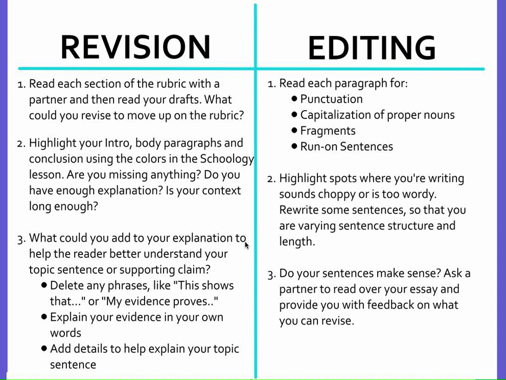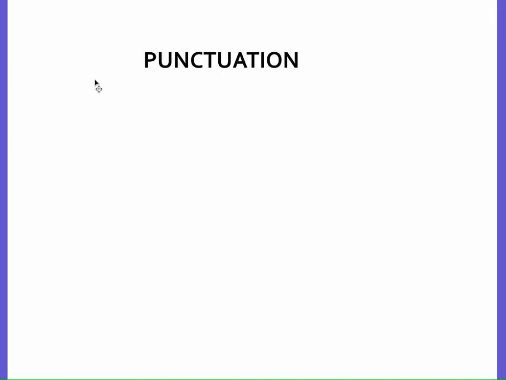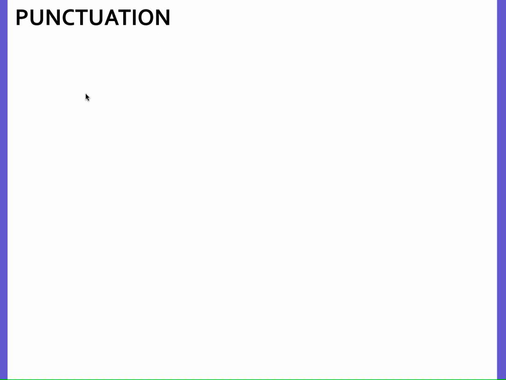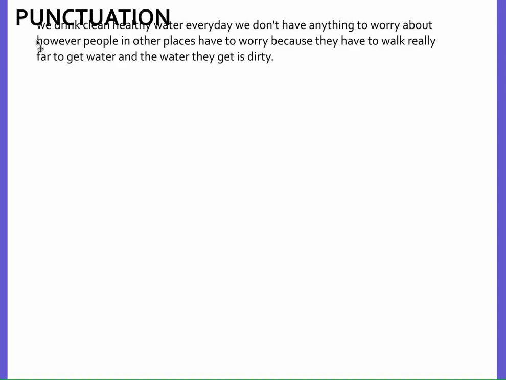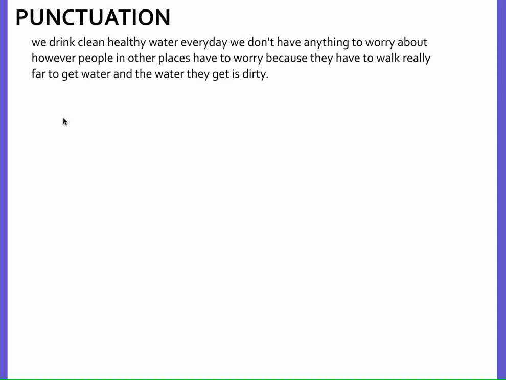Okay, let's look at some of these things that I want you to read for. Let's start with punctuation. So this is something that I'm seeing a ton. You guys aren't punctuating correctly. That means that you don't have periods, you don't have commas, you don't have capital words. Let's look at this. We drink healthy water every day. We don't have anything to worry about. However, people in other places have to worry because they have to walk really far to get water, and the water they get is dirty. Where are your periods in this sentence, guys?